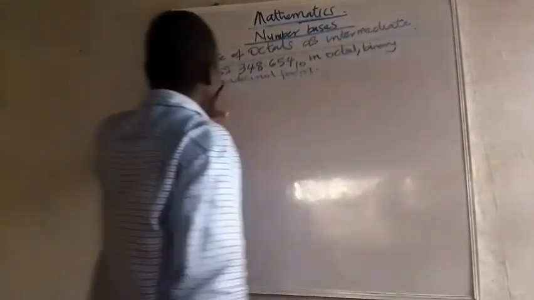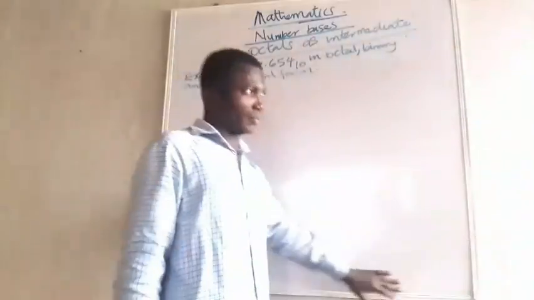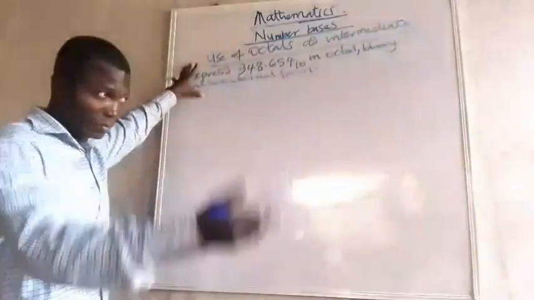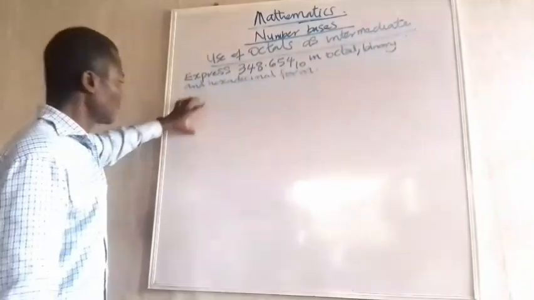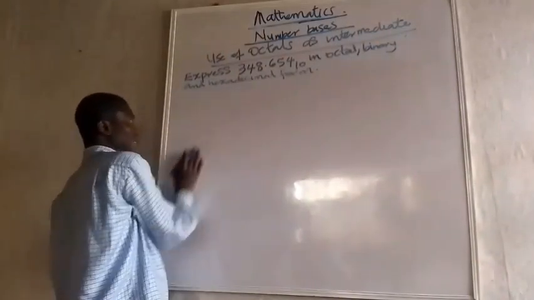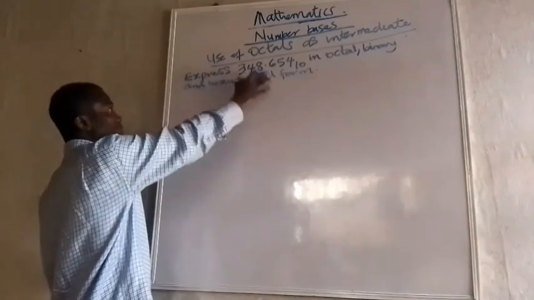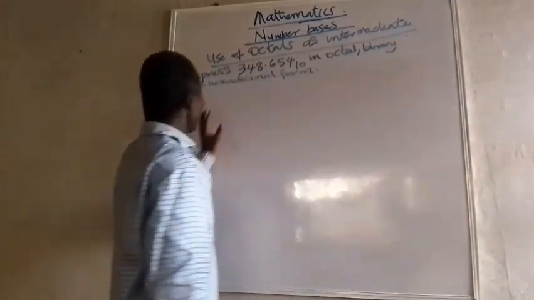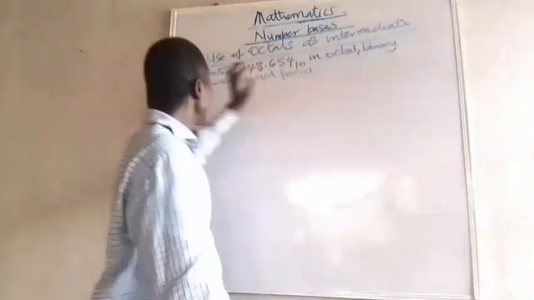Now, let's talk about the use of octals as intermediates. This is just an example to practicalize it, but I want to show you the step. The easiest way is to use an example like this. When we have a number like this in base 10, I want to convert to octal, binary, and hexadecimal form.